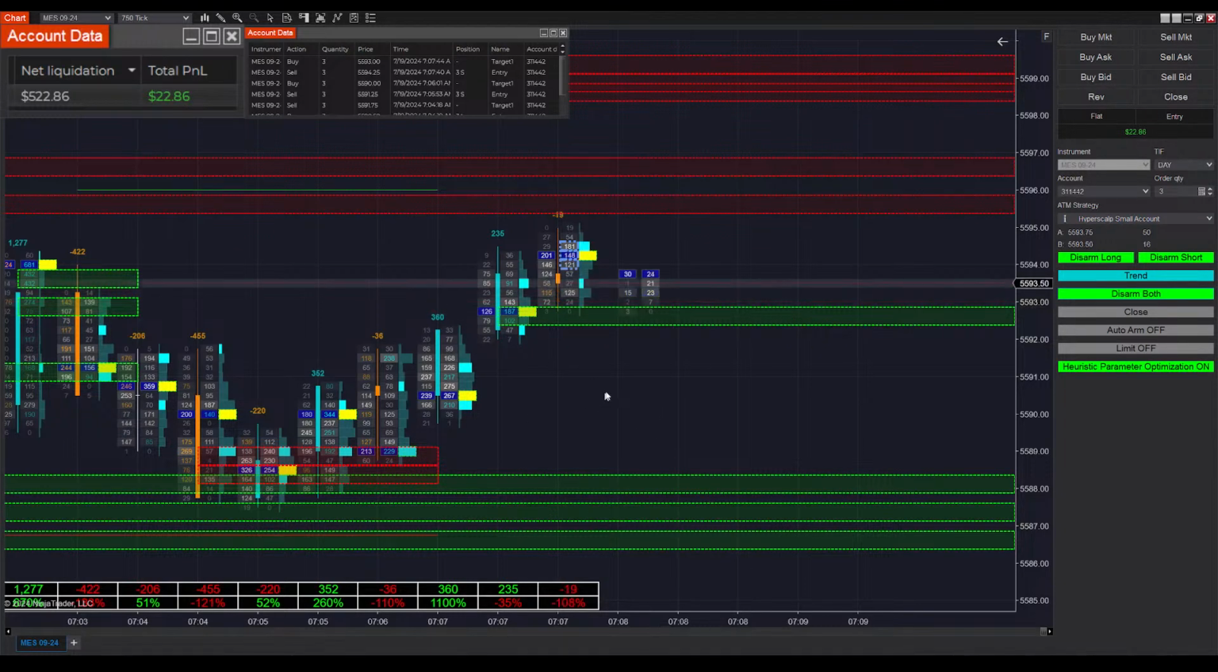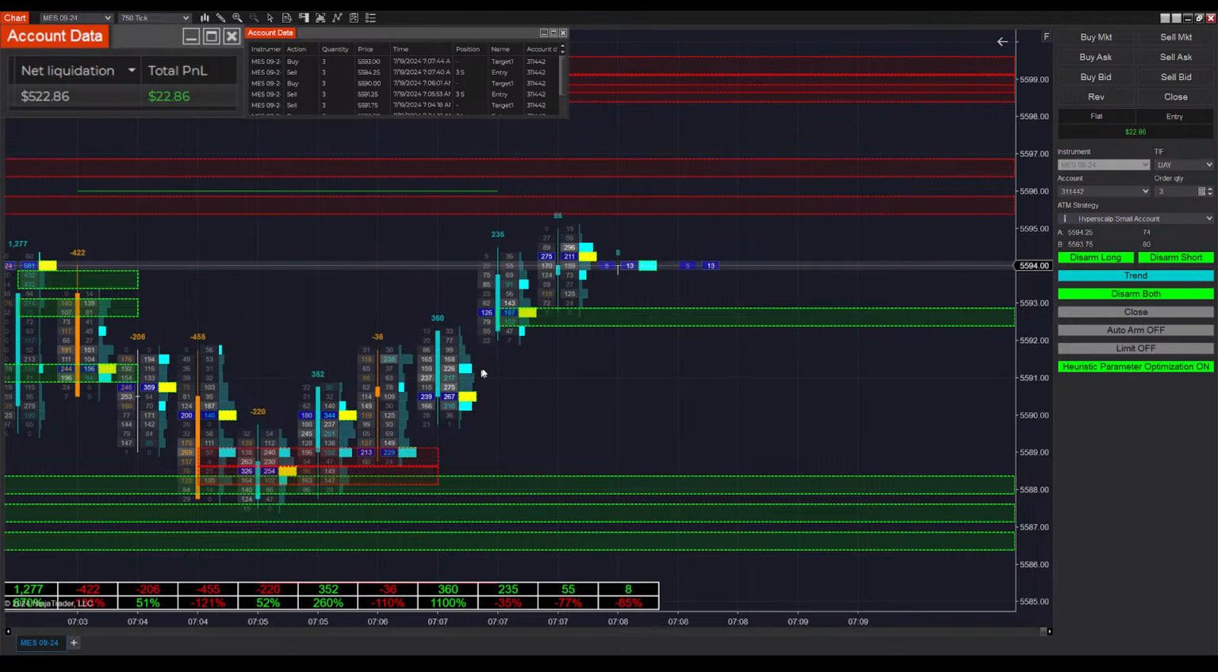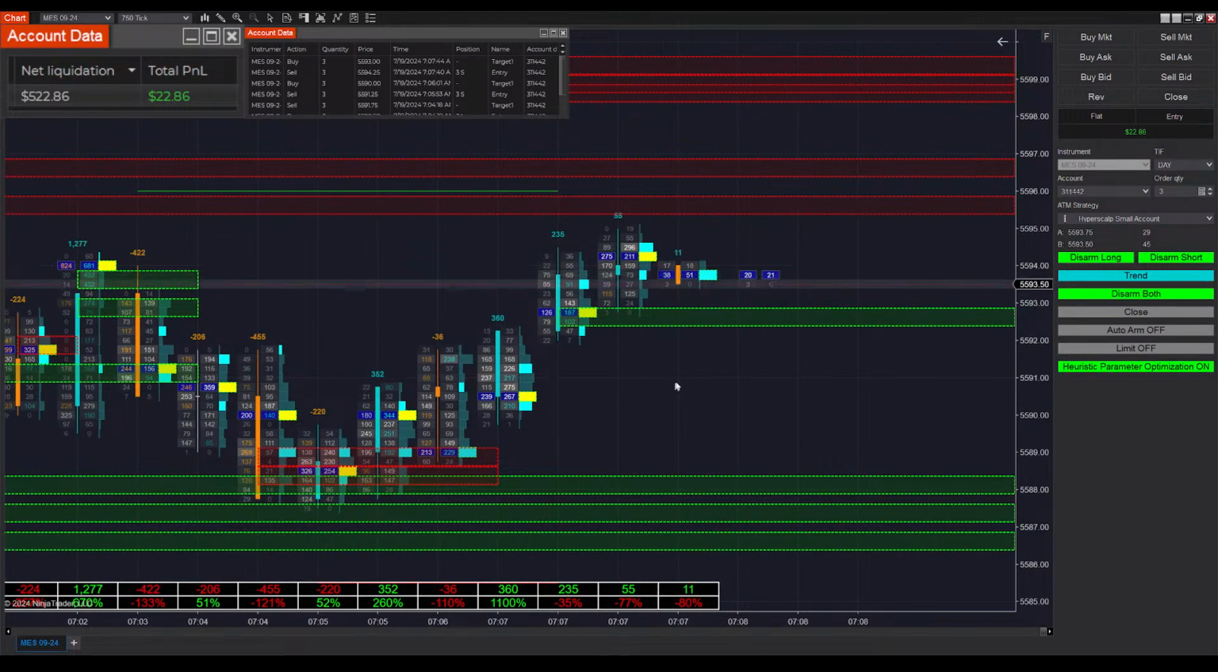We ended up winning that one pretty quickly. Now we're up actually 22.86. So you can see that commissions really are working against us at this point, but we are up.